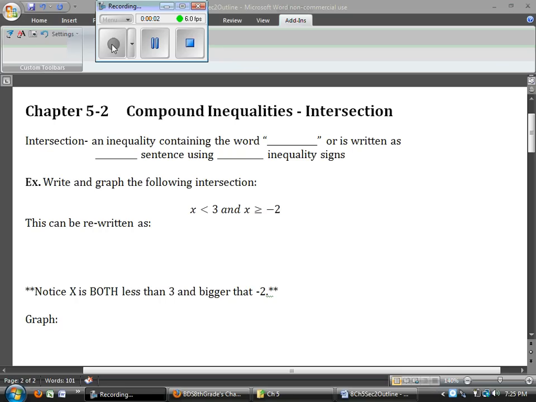All right, welcome back here. We're starting chapter 5, section 2 now, talking about intersections and something called a compound inequality.